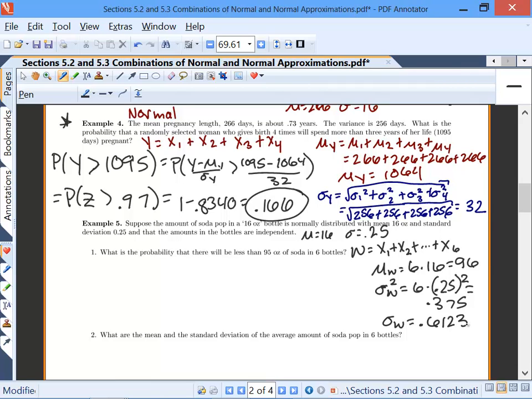Remember that we only have our rules for our variances, so you need to find the variance first and then find the standard deviation from that. So any questions on how we find our new mean and our new standard deviation? And we know that our combination will still be normally distributed. So now we're looking for the probability that W is less than 95.